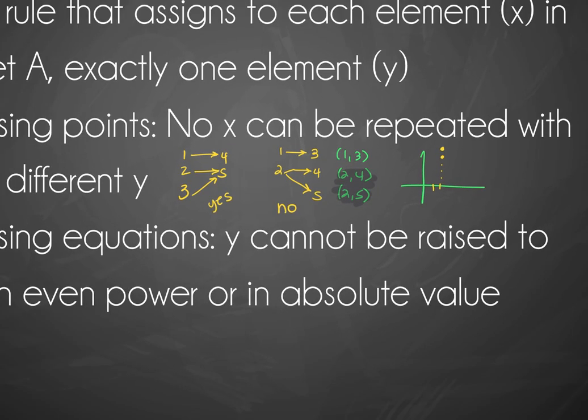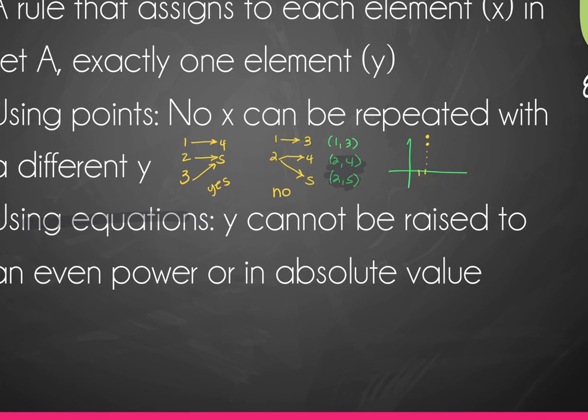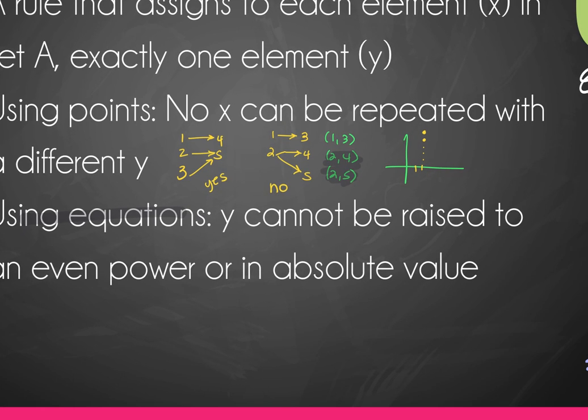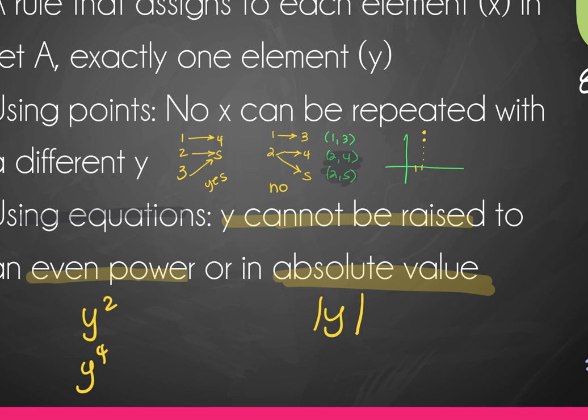And then the last way is by an equation. If you're given an equation, it is a function unless the y is raised to an even power or is in absolute value. So if y is raised to the second, or y is raised to the fourth, or it's in absolute value, then it is not a function. If you think about why that's happening, a y squared is a parabola turned sideways. That would fail because you'd have the same x with 2 y's. And the y in absolute value is a V turned on its side, and you'd have the same x with 2 y's, so it would fail.